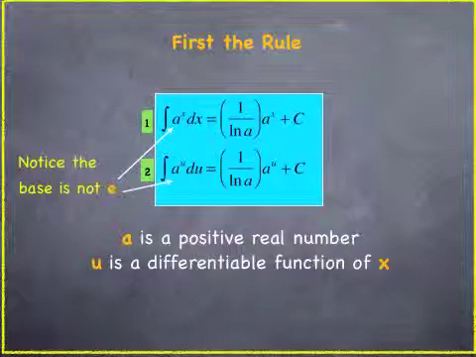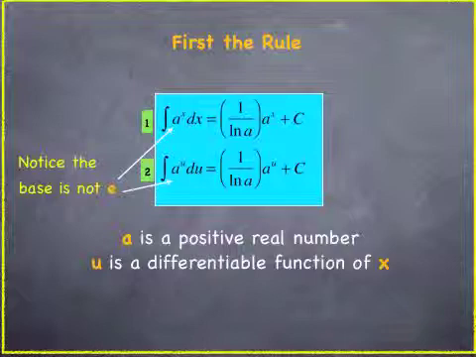In Rule 1, you can see that if we integrate a to the x dx, a being your base and a positive real number, the key here is that a is not e. It can be 3, 5, but not e. So when we integrate that, that's equal to 1 over the natural log of a times a to the x plus c.